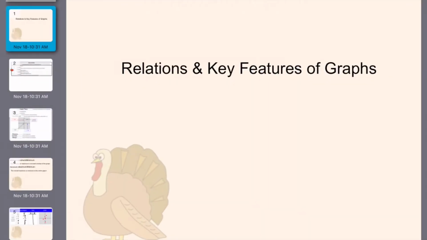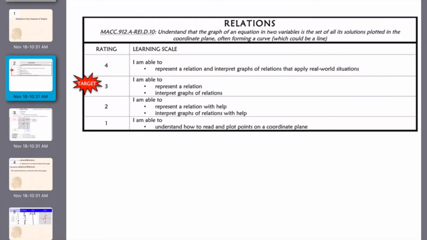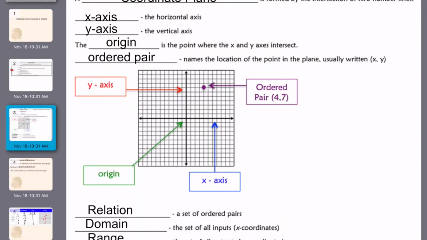All right, everybody. Today we're going to be talking about relations and key features of graphs. So by the end of this video, I hope that you're able to represent a relation and also interpret graphs of relations. So let's start with some key concepts and vocabulary, and this is going to be quite longer than what we have done in the past. So we're taking it all the way back to the basics.